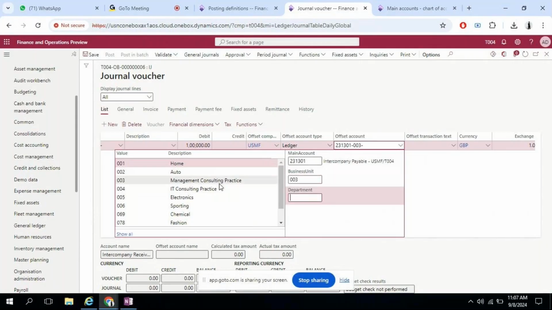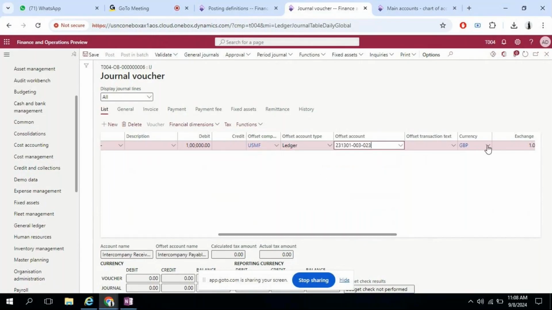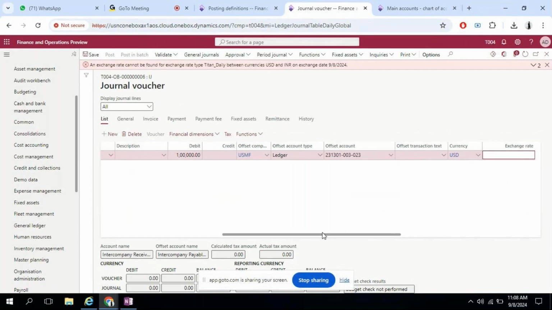Okay, so it will be given under management consulting. The department will be operations department. Anything you can use, no problem. The currency I will change. I want to do this transaction in USD, not in GBP. Okay, so an exchange rate cannot be found between USD and INR for type Daily. That's good. This is the error which we are getting today.